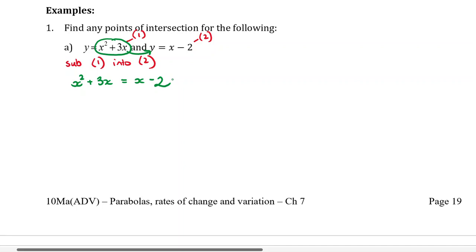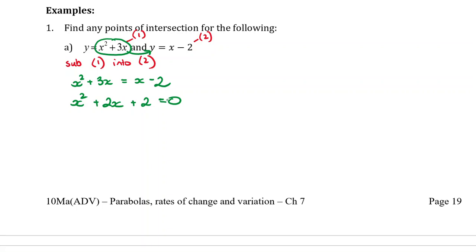Okay, then I want to get everything onto the left-hand side of the equation in the correct order for my quadratic. So I want the x squared first. The 3x will be next. So I'm going to move the other x from the right-hand side over. So that means I need to subtract x to get 2x. And then I want to move the negative 2. It needs to move across the other side. So it will become a positive 2 equals 0.